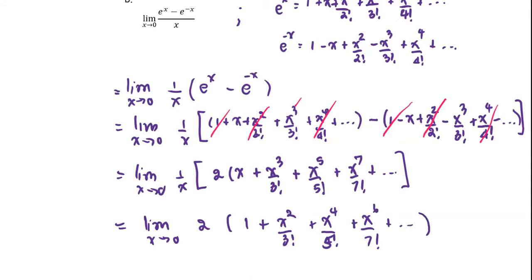As we take the limit as x approaches 0, the terms involving the power of x will go to 0. The answer of this is 2.